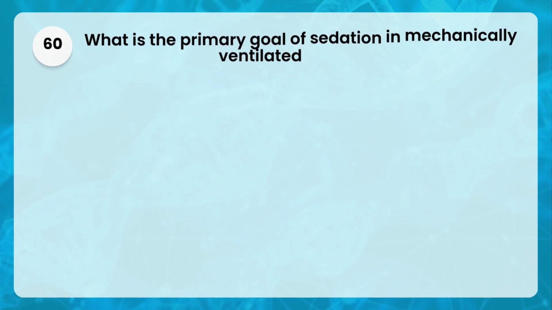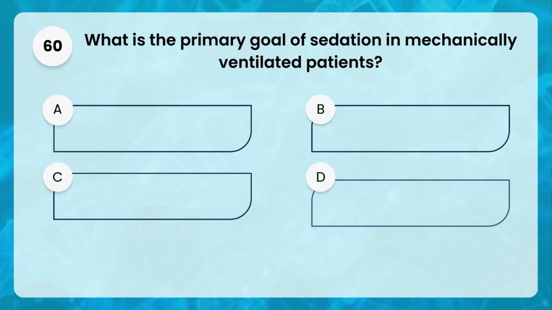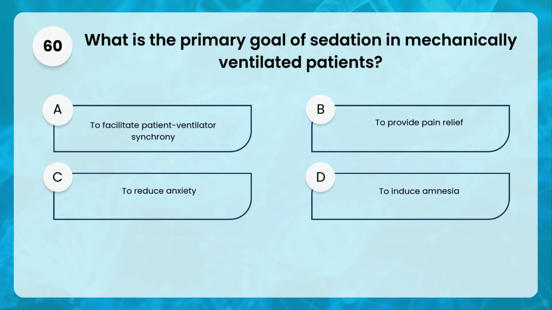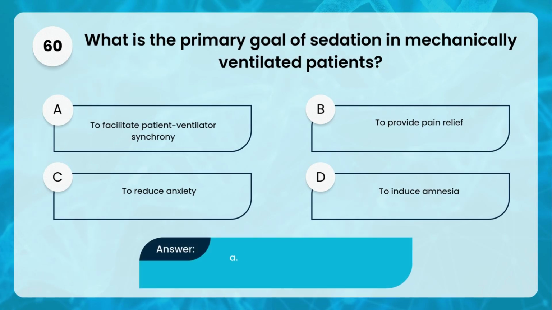60. What is the primary goal of sedation in mechanically ventilated patients? A. To facilitate patient-ventilator synchrony, B. To provide pain relief, C. To reduce anxiety, or D. To induce amnesia? The answer is A, to facilitate patient-ventilator synchrony.